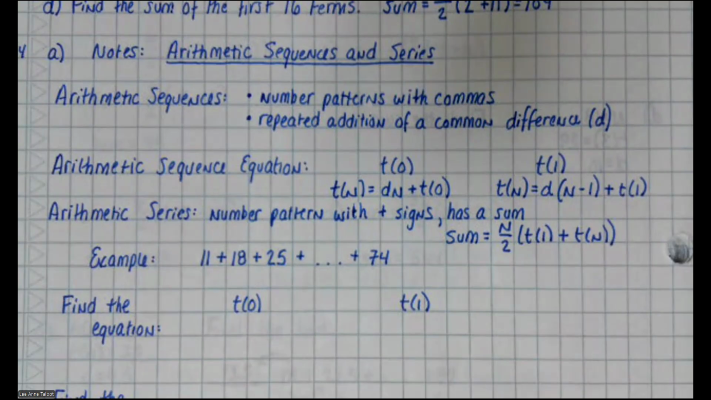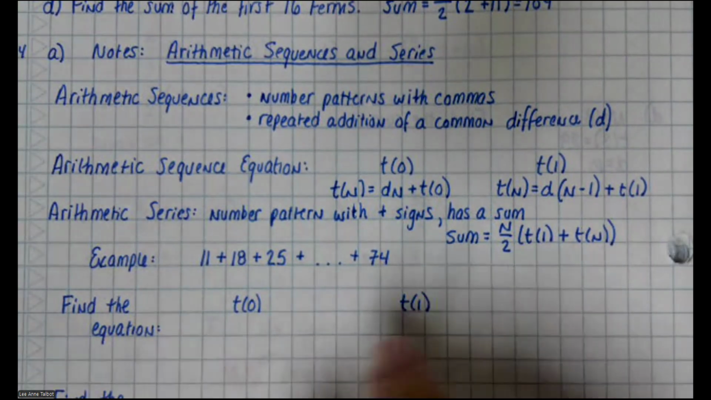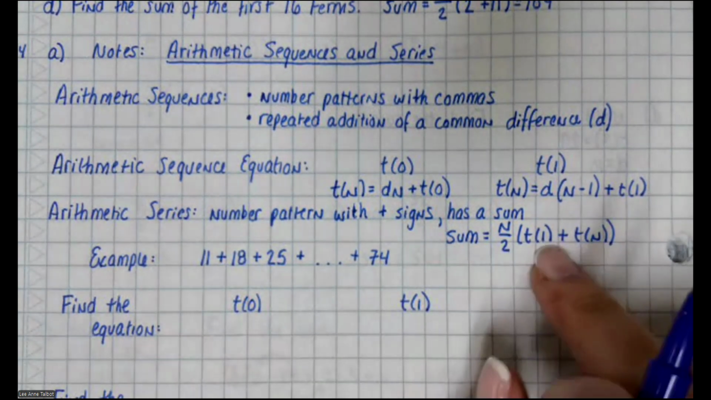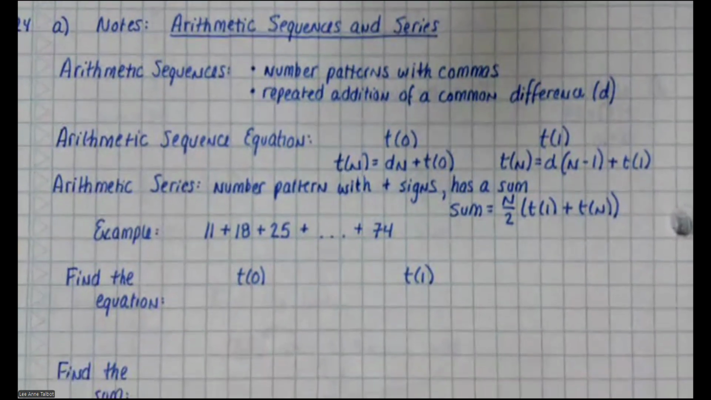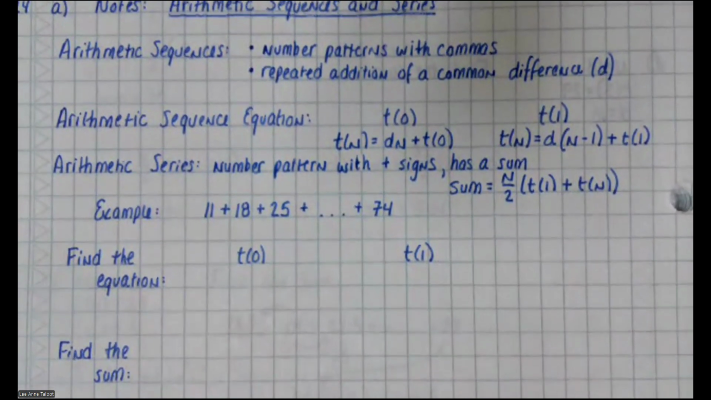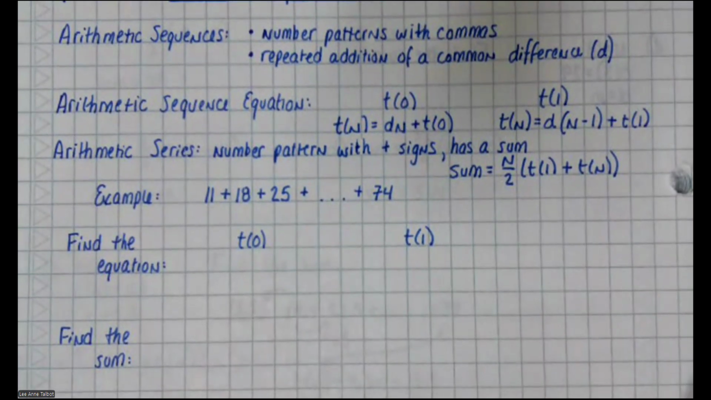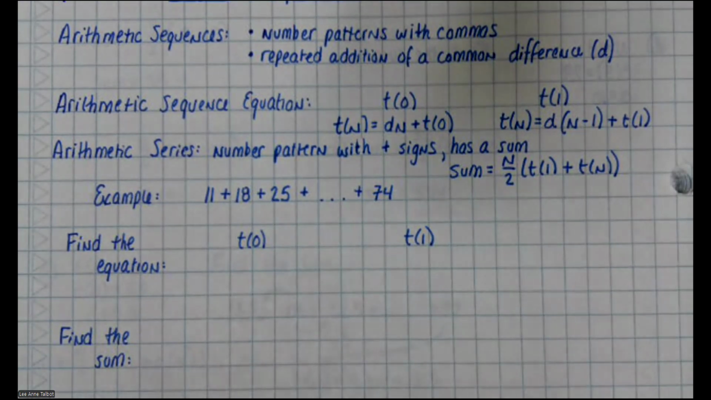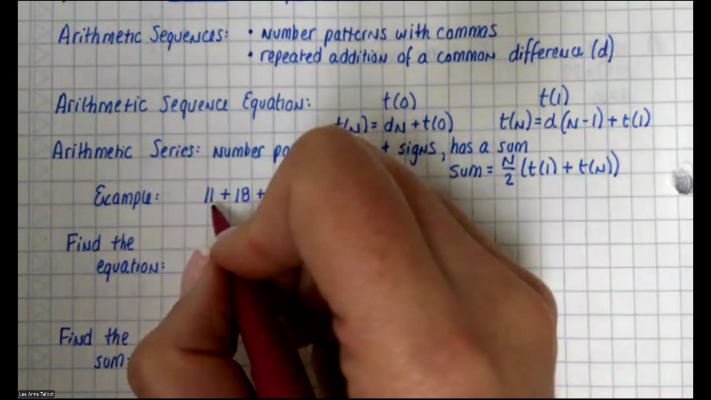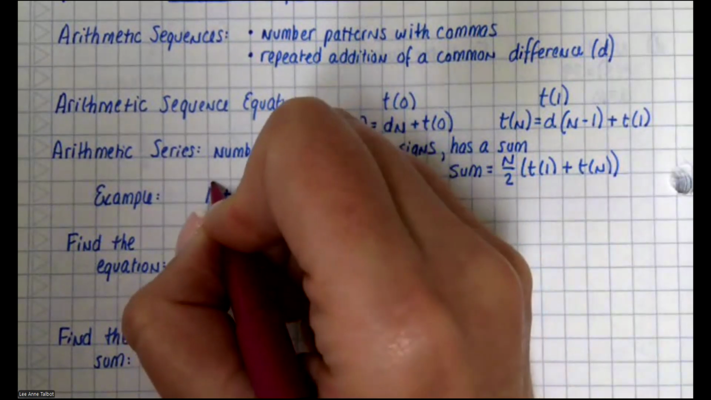And the formula is sum equals n over 2 times the first term plus last term. Okay. Now we're going to do a very simple example. 11 plus 18 plus 25. I'm going to make my arrows.